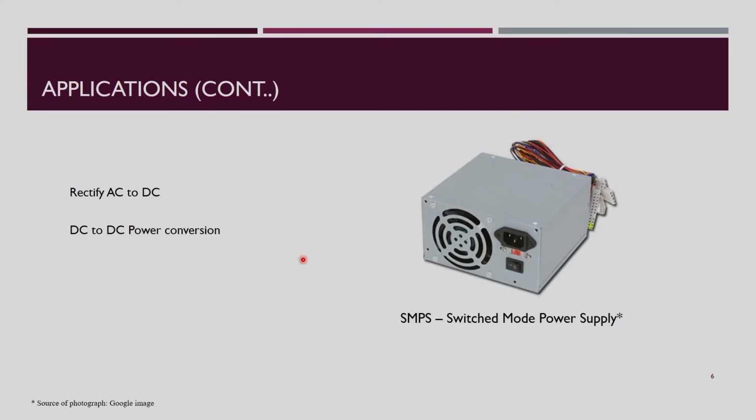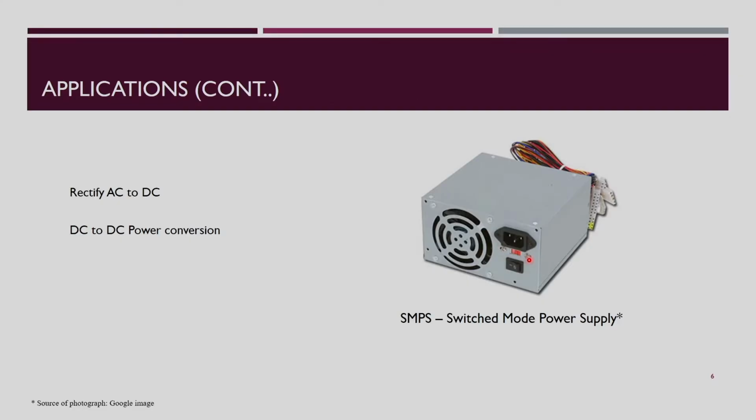The next application area is in DC to DC conversion for SMPS applications. SMPS, you use it in your computers, and you also use it for different charging applications and different appliances. We require switched mode power conversions. Now, this one is the SMPS that you see inside your desktop computers. You might have seen it if you happen to open your computers.